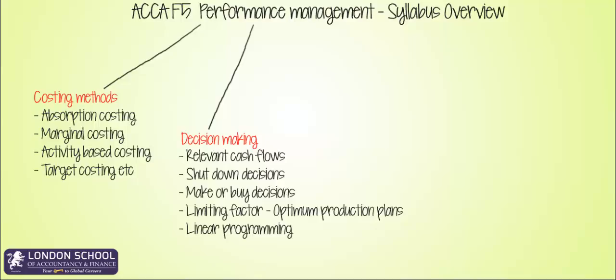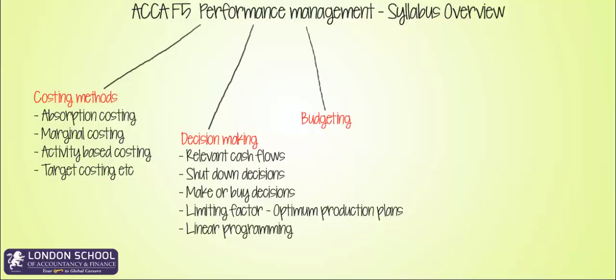Similarly, we are also going to see what is linear programming. It's just another way of doing the limiting factor analysis, but the decision is going to be the same. What is the optimum production plan? So the second part of F5 syllabus is decision making. Now the third part of F5 syllabus is budgeting.